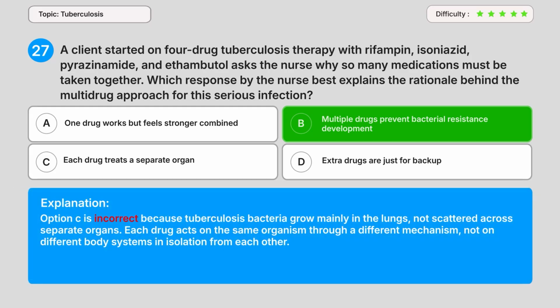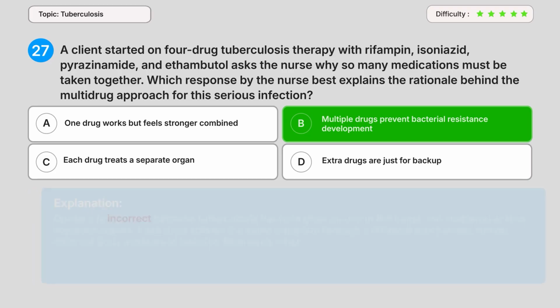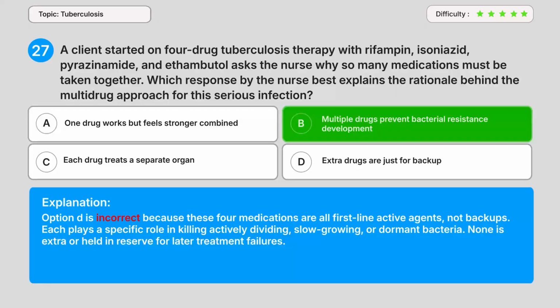Option C is incorrect because tuberculosis bacteria grow mainly in the lungs, not scattered across separate organs. Each drug acts on the same organism through a different mechanism, not on different body systems in isolation from each other. Option D is incorrect because these 4 medications are all first-line active agents, not backups. Each plays a specific role in killing actively dividing, slow-growing, or dormant bacteria. None is extra or held in reserve for later treatment failures.